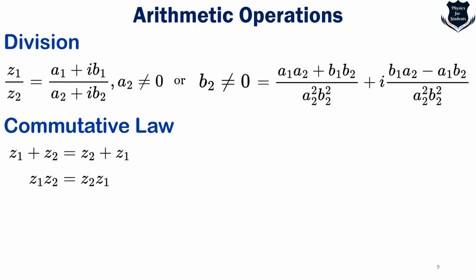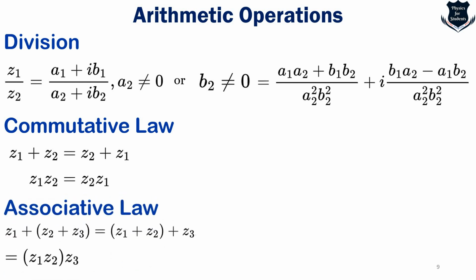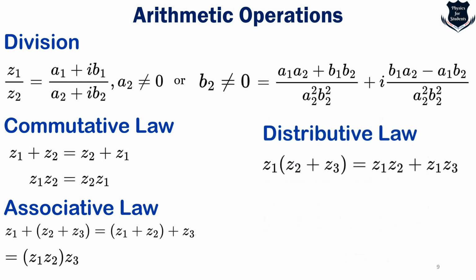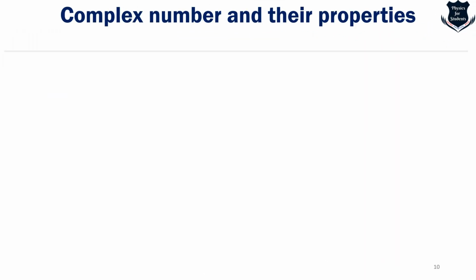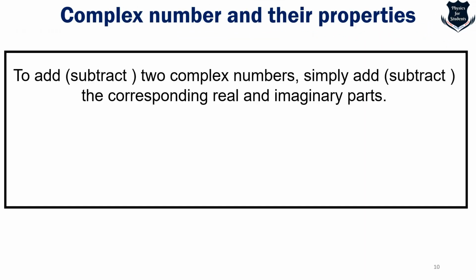From here also we can find that the laws of commutativity and associativity are followed. Here it is the commutative law, this is the associative law, then we get the distributive law and so on. Okay, so now we come to this important property. In order to add or subtract two complex numbers, we can simply add or subtract the corresponding real and imaginary parts. So that is how we do it.